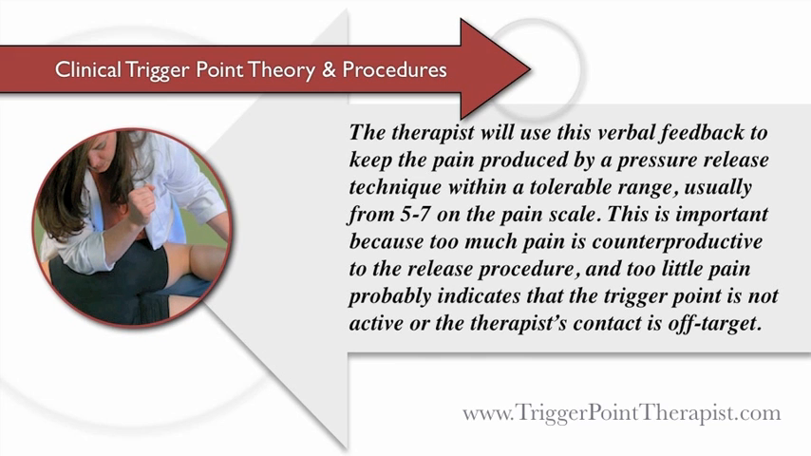The therapist will use this verbal feedback to keep the pain produced by a pressure release technique within a tolerable range, usually from a 5 to a 7 on the pain scale. This is important because too much pain is counterproductive to the release procedure, and too little pain probably indicates that the trigger point is either not active or the therapist's contact is off target.